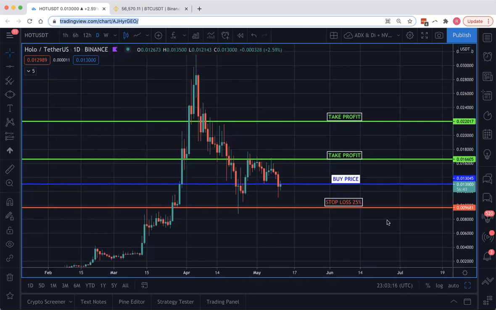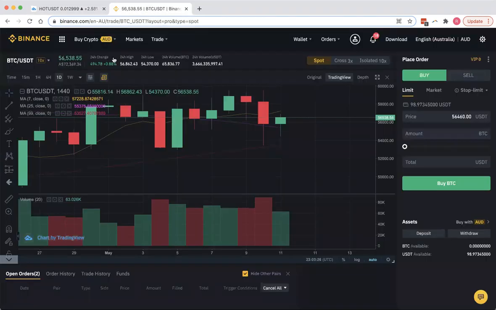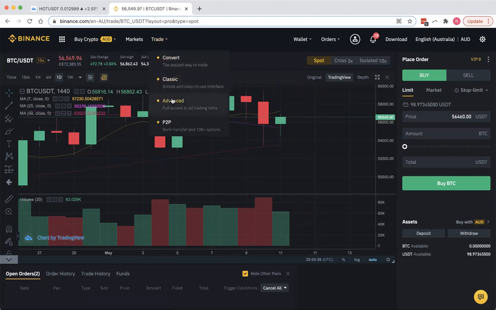If you do decide to take out this trade and you want to go ahead with it, we do recommend using Binance, but go over to your preferred exchange. In Binance, we always recommend using the advanced view. I think it's just a little bit cleaner and less complicated than the classic view. So jump into trade and advanced.